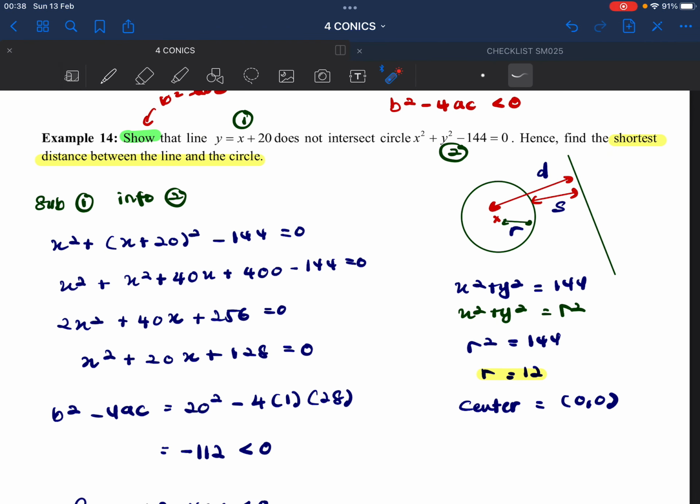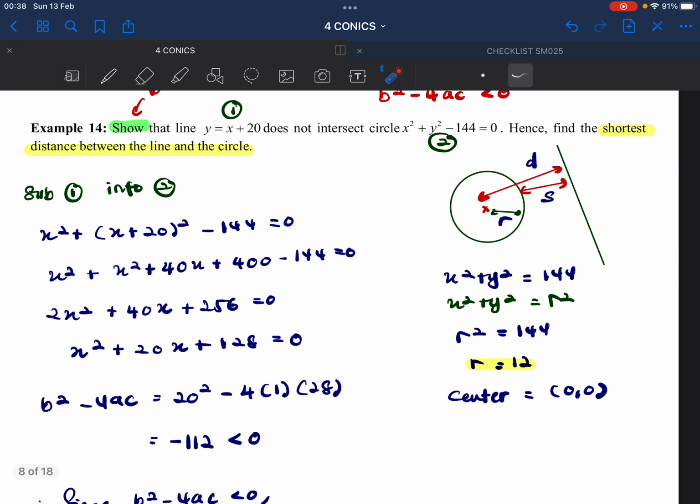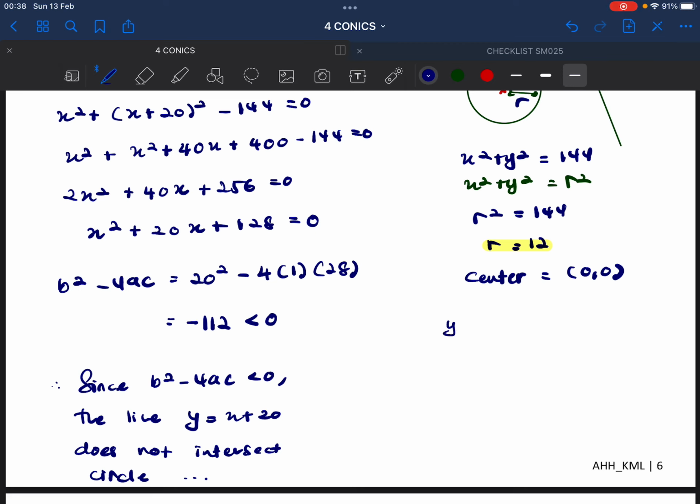Now we have the equation of the line, which is y equals x plus 20. Remember, you have to put it as ax plus by plus c equals 0. So we rearrange it as x minus y plus 20 equals 0. So you have a equals 1, b equals -1, and c equals 20.